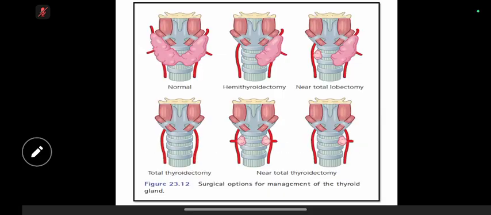So, what are the surgical options for the management of DTC? Hemithyroidectomy involves removal of one complete lobe with the isthmus. Total thyroidectomy involves removal of both lobes of the thyroid, and in near total thyroidectomy, some portion of the thyroid, bilaterally or unilaterally, is left behind.